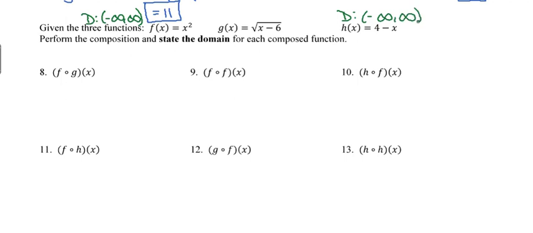But g of x is where the domain really gets fun. G of x, we have that radical, and we know that our radicand that lives underneath the radical can't be negative. That x minus 6 has to be greater than or equal to 0. And that tells us that our x values have to be greater than or equal to 6, which tells me that for g of x, the domain starts at and includes 6 and goes to infinity. So again, that middle function really has the most interesting domain here.